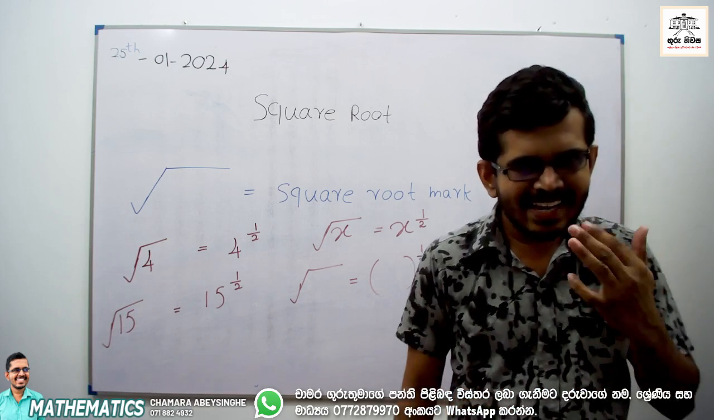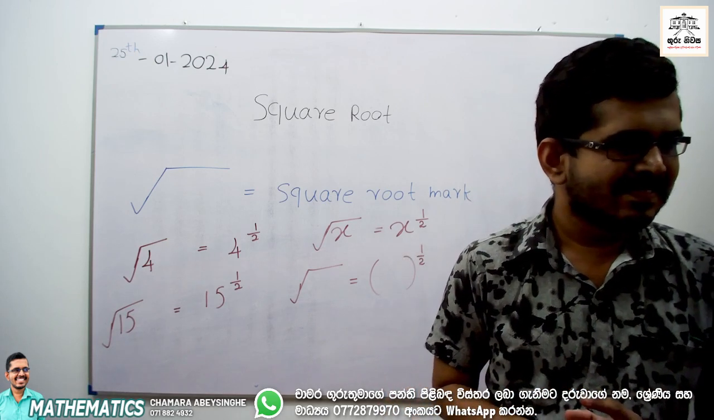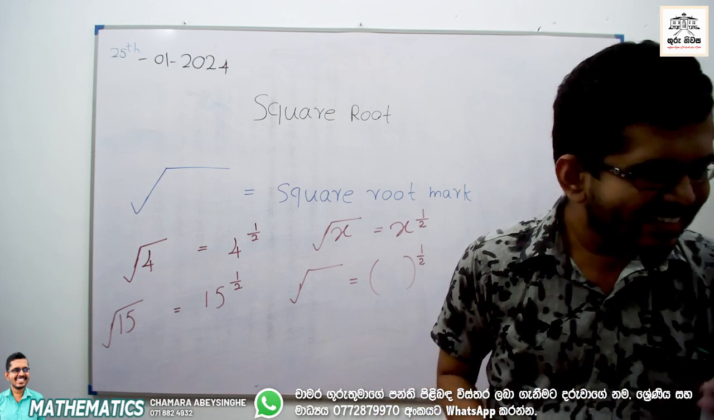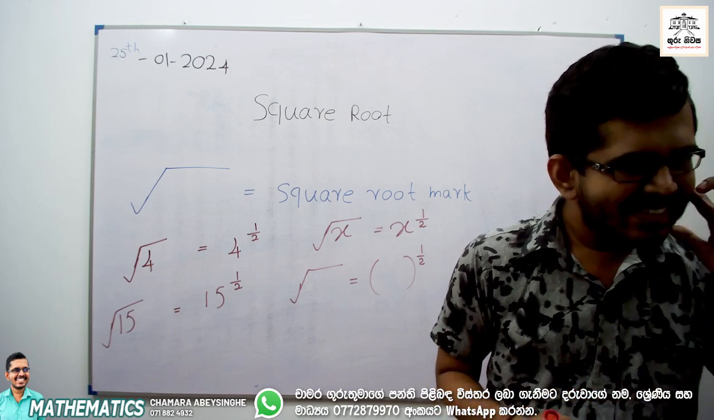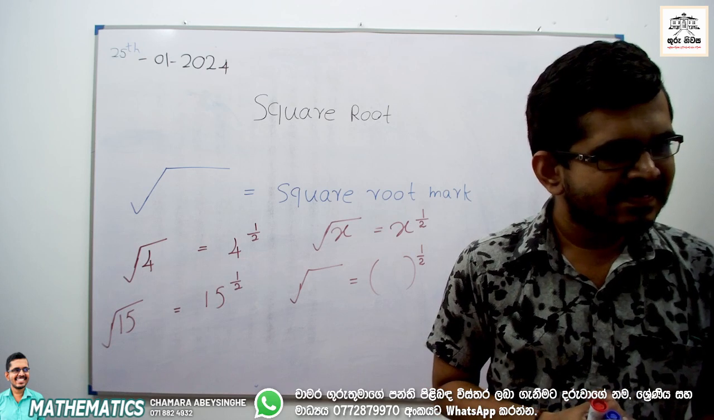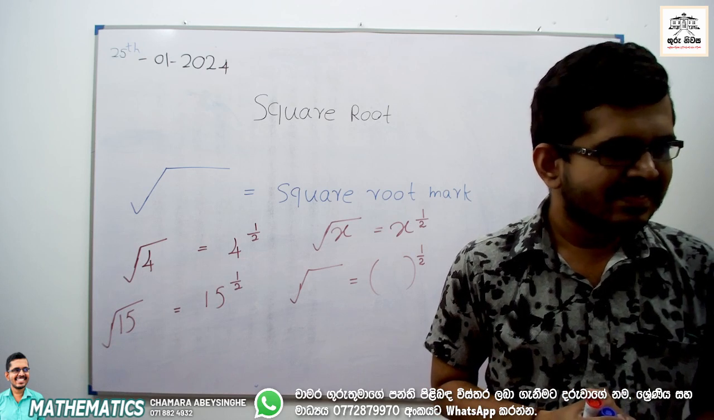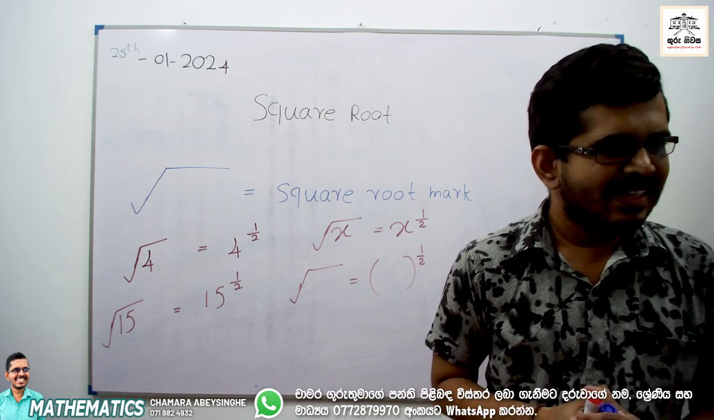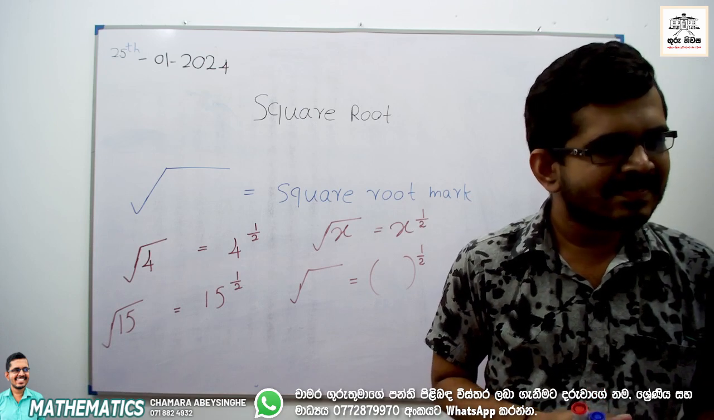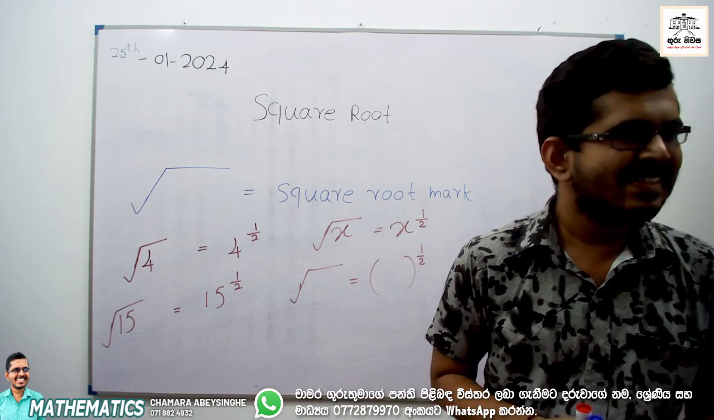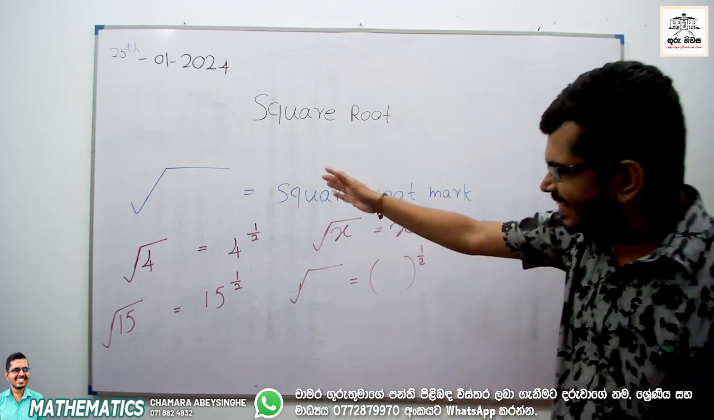Can you hear me clearly? Yes, sir. Okay. Now, Magisha, did you understand? Yes, sir. Senithme, did you understand? Yes, sir. No problem. Budmi, Akshara, both of you, did you understand? Yes, sir. Okay.